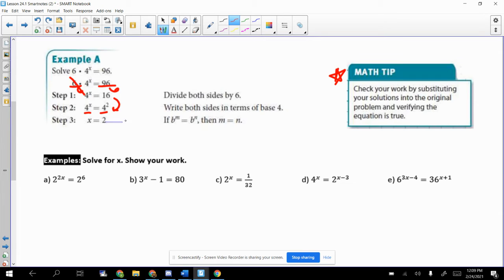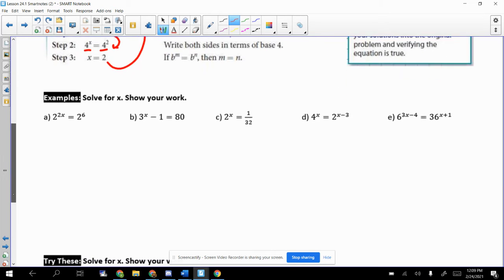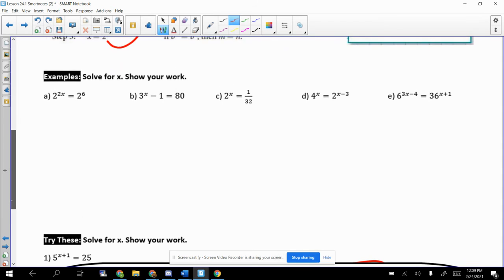So basically, if we plug 2 back in for x in the original problem, it would be 4 squared, which is 16, times 6, which is 96. So yes, that verifies. Okay, so let's try a few examples here together, and then you guys will try 2 on your own. Okay, so this first one here, you have 2 to the 2x equals 2 to the 6th.